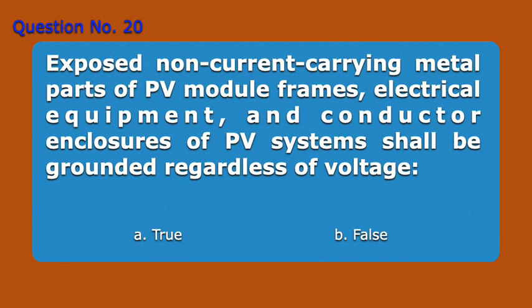Question number 20. Exposed non-current carrying metal parts of PV module frames, electrical equipment, and conductor enclosures of PV systems shall be grounded regardless of voltage. A. True. B. False. Answer: A. True.